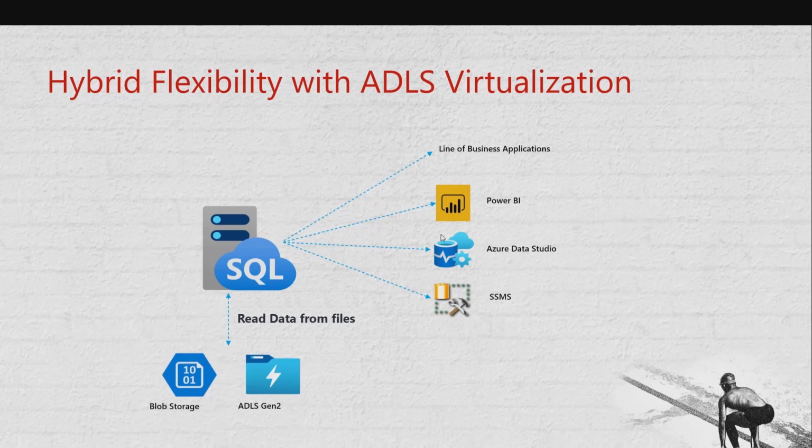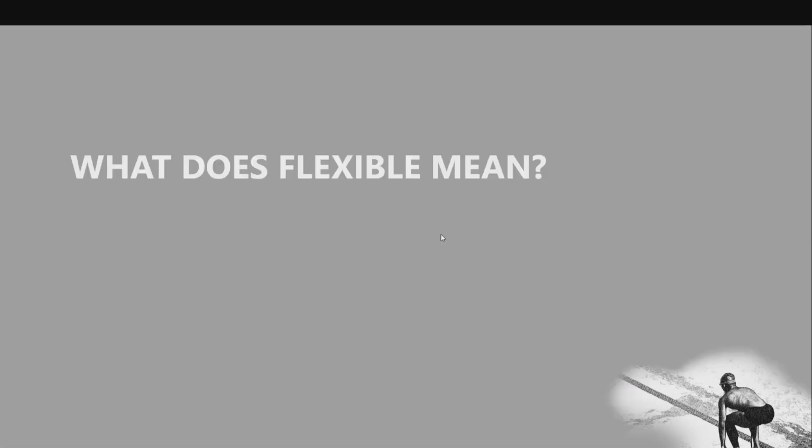Another one is the ADLS virtualization. You can store your data in CSV, Parquet, or JSON formats on blob storage or Azure Data Lake Storage Generation 2, and you can use the read processes to read this data and integrate it within the managed instance. That's about it. Uros, over to you.